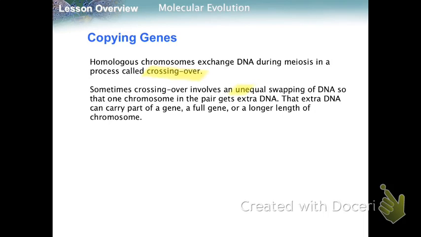Sometimes crossing over isn't equal. So you have an unequal swapping of DNA. One chromosome in that homologous pair gets extra DNA. That extra DNA can carry part of a gene, a full gene, or even a longer length of chromosome. So it's unequal crossing over.